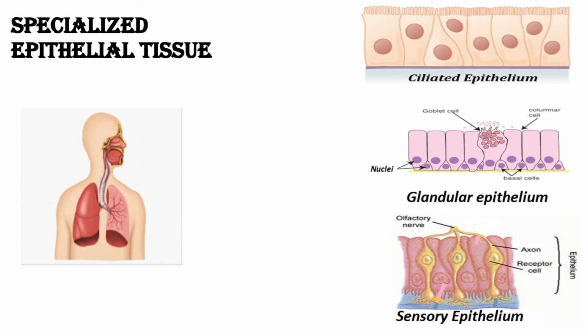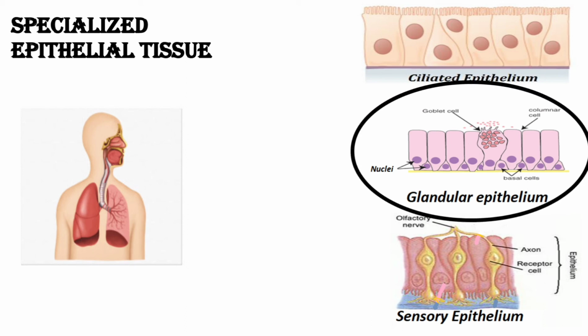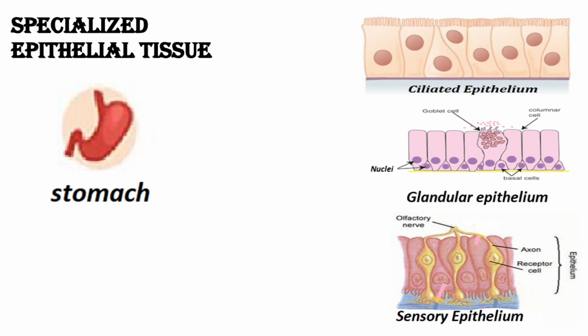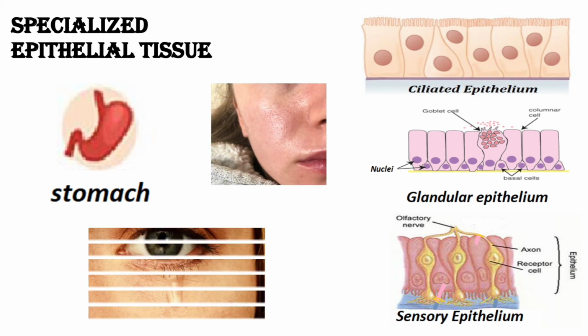Right? Now second one is the glandular epithelium. Sometimes the epithelial tissue folds itself and forms glands, called glandular epithelium. These glands are present in your organs like the stomach, right? These glands present in the epithelium produce secretions such as mucus in the stomach, a sticky secretion, or oil or sebum in the skin, or tears in the eyes.